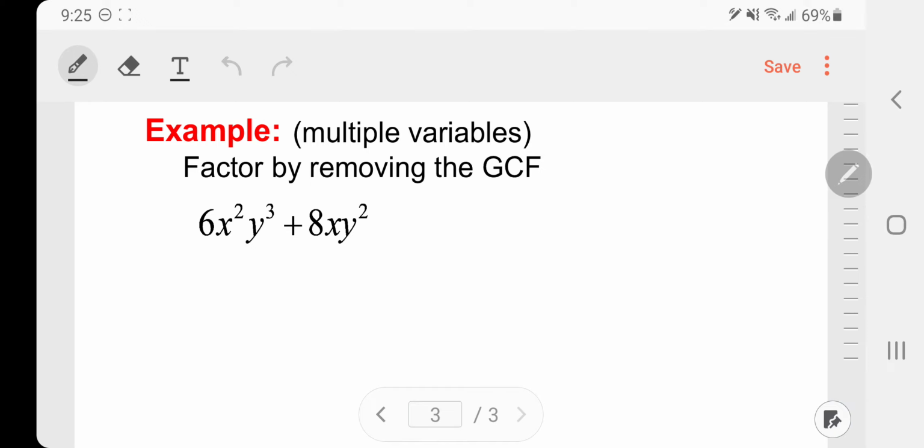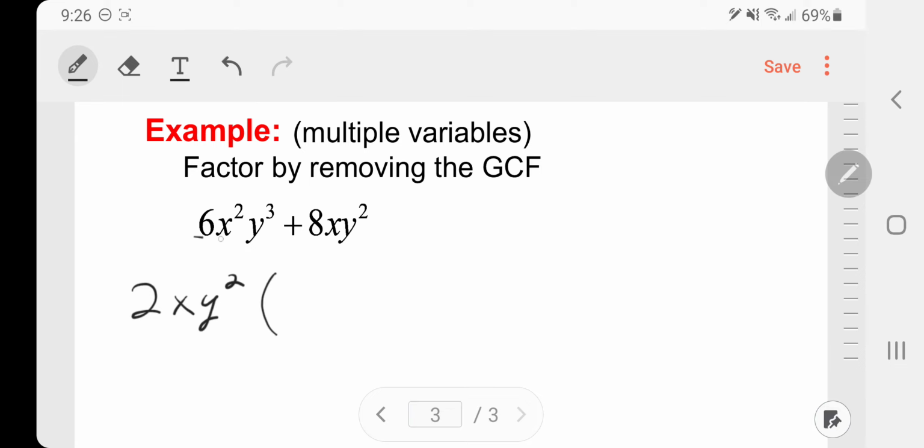Okay, so we've got multiple variables in this one. Same rules though, so between 6 and 8, what's the largest number they can both be divided by? We're going to go with 2. We have x squared and x to the first here, so x to the first is the lower one. And then I have y to the third and y to the second. I'm going to go with y to the second. That's the lowest one there, so that'll be what I'll be taking out. That's what they both have in common.